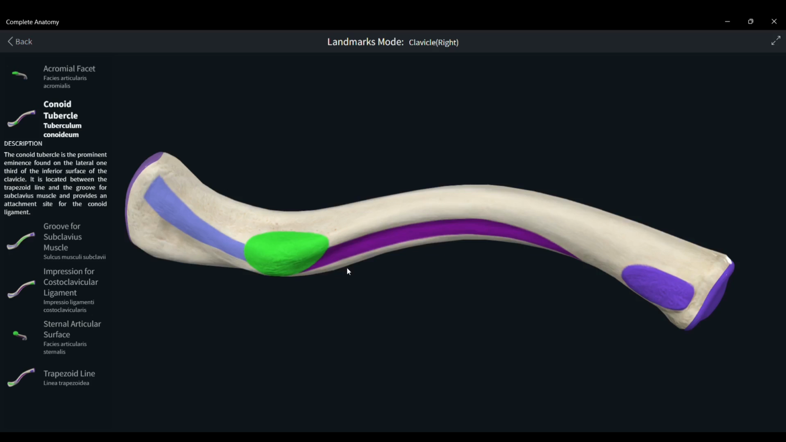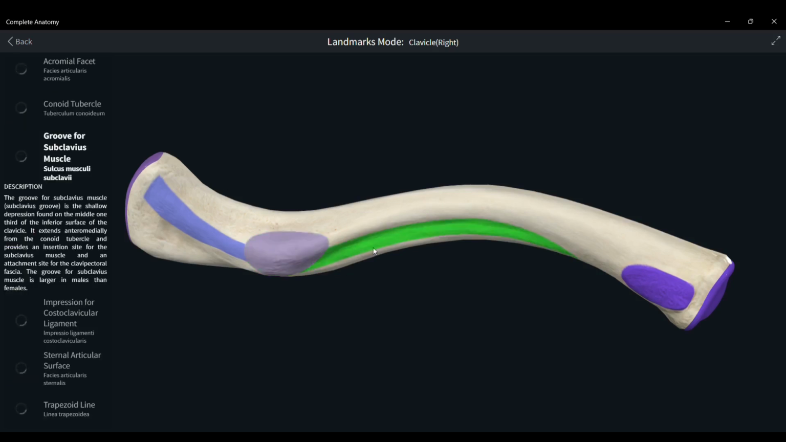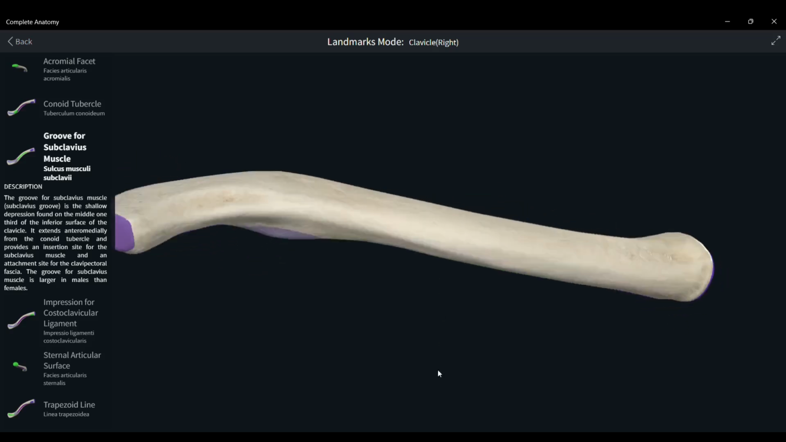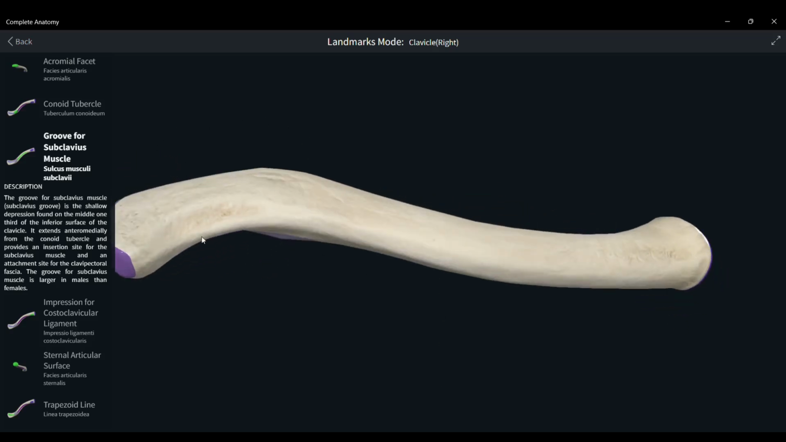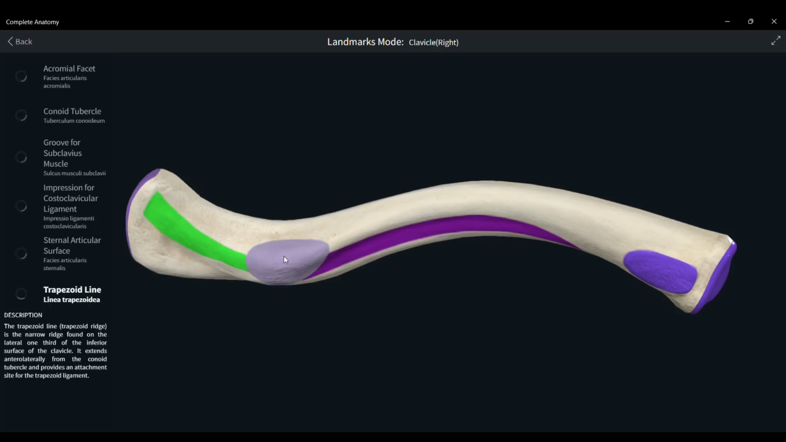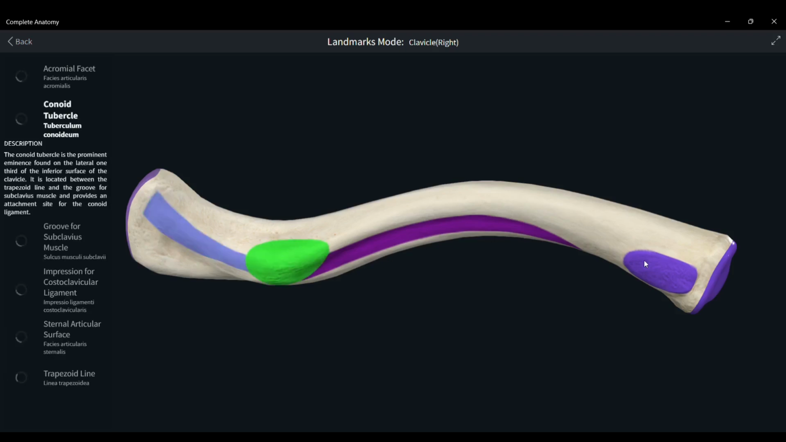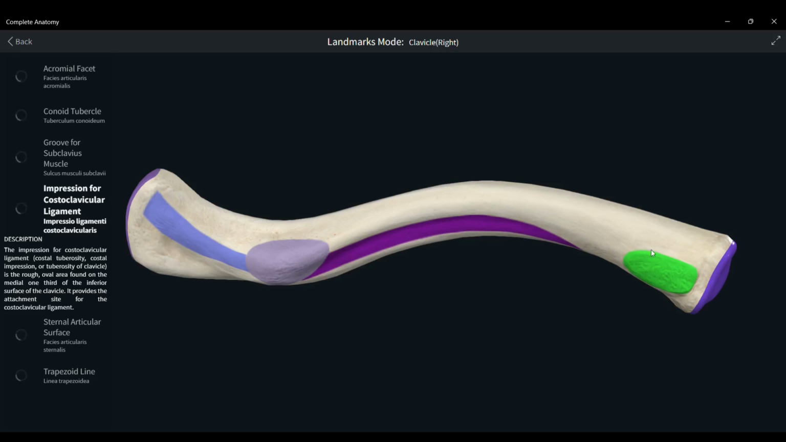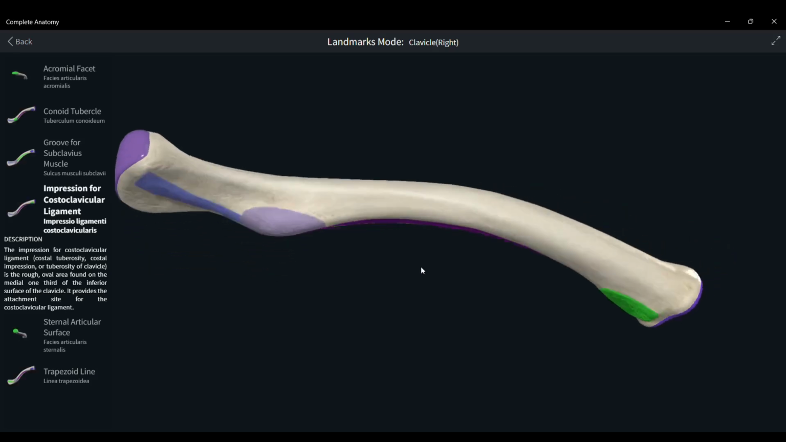Orientation summary: the subclavius groove always runs on the inferior side. The medial end is thicker and bulges forward, while the lateral end is flatter and bulges backward. The conoid tubercle and trapezoid line are visible on the inferolateral region, and the costoclavicular impression lies medially on the underside. Based on these landmarks, you can confidently position and present the clavicle.